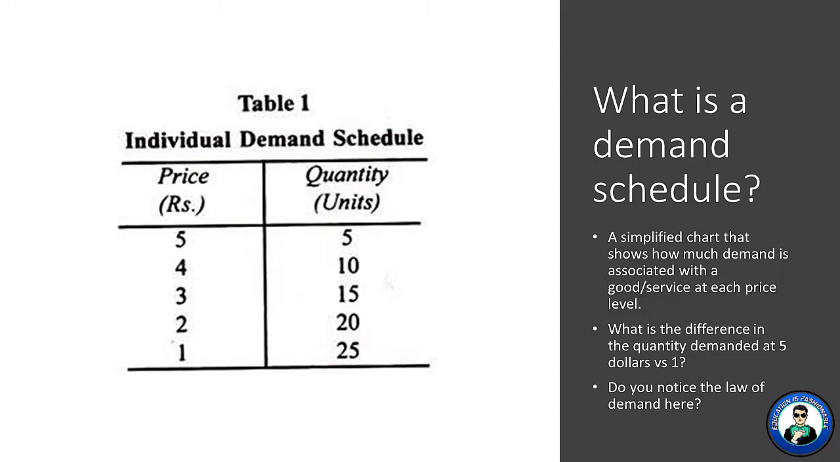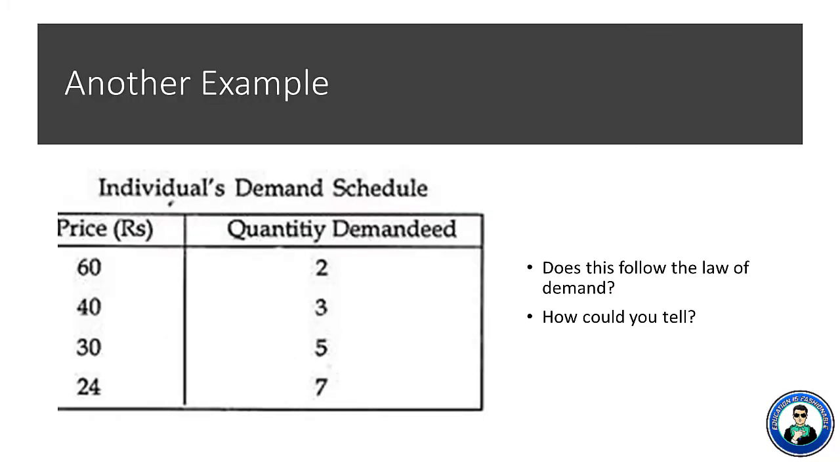Another example, so let's take a look here. We've got price here, 60, 40, 30, 24, and then on the right, we have quantity demanded, which goes 2, 3, 5, 7. Again, what you should notice here is that the price is dropping and the quantity demanded is going up. And if we go the opposite way, as the price goes up, we see the quantity demanded going down, right? At $24, this person wants 7. If we popped it to $60, this person wants 2. So we can see the law of demand is clearly working here.